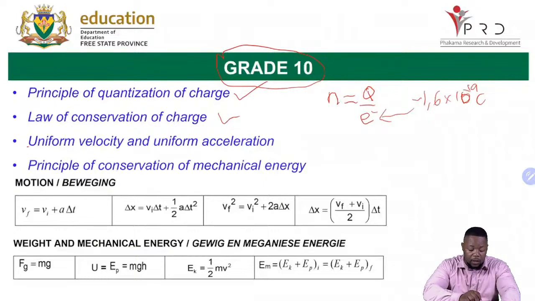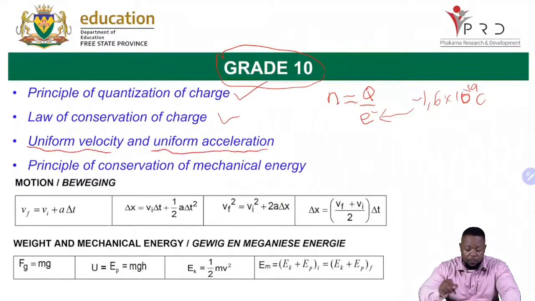Now, the words uniform velocity and uniform acceleration will be very, very important as you go to your examination, and it will be very important for you to understand these words. They may also come as constant velocity and constant acceleration. So it is very important to know how these words are applicable.